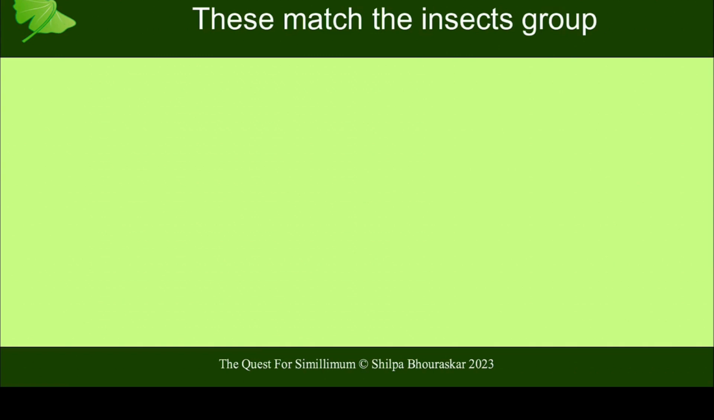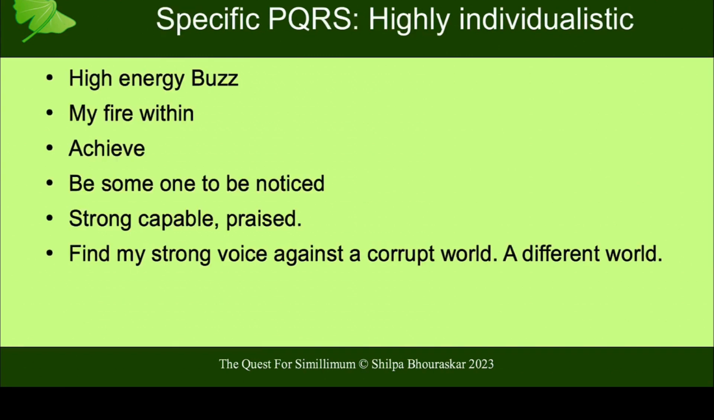Let's move to the individual zone. What are the PQRS within this broad spectrum zone? What are the highly individualistic symptoms in her? She has this high energy buzz. She says there is fire within her. This need to achieve, to be noticed, to be strong and capable, to be praised. She wants to find her strong voice against a corrupt world. She wants to create a different world. This is the fire within her that is trying to come out.